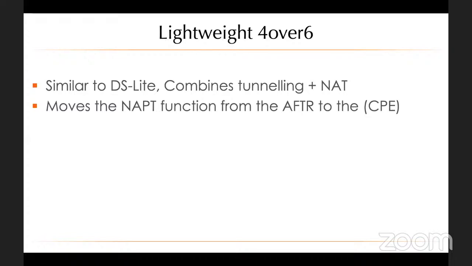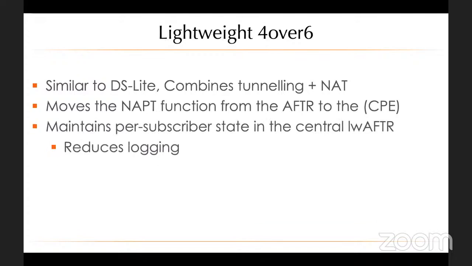And this one brings about some benefits, right? So the first benefit, it means that in terms of logging, you're not going to be doing per flow logging. You're going to be doing what you call per subscriber logging, because the state is only maintained at the subscriber end, at the CPE, right? So essentially, lightweight 4/6 reduces logging. And then it has two elements, just the same as DS Lite, but this time around we call them the lightweight B4 and the lightweight AFTR.